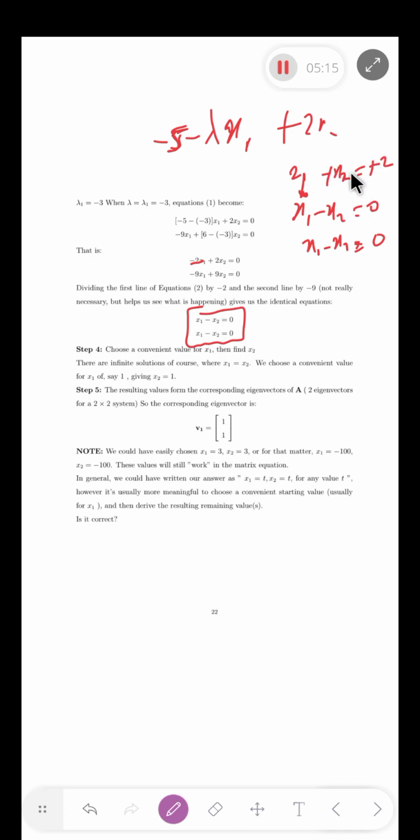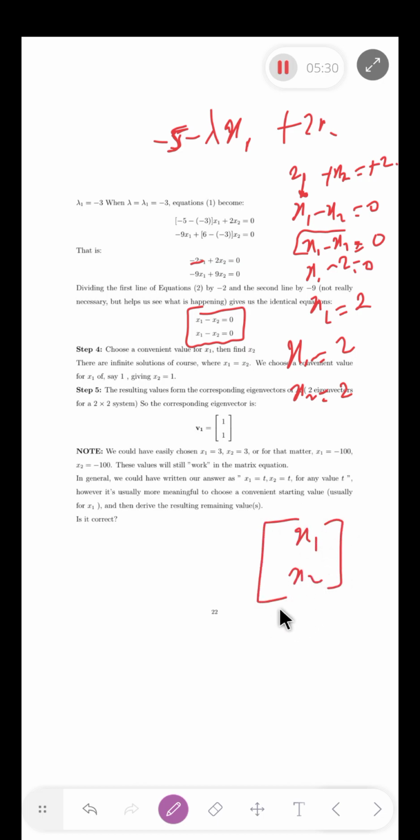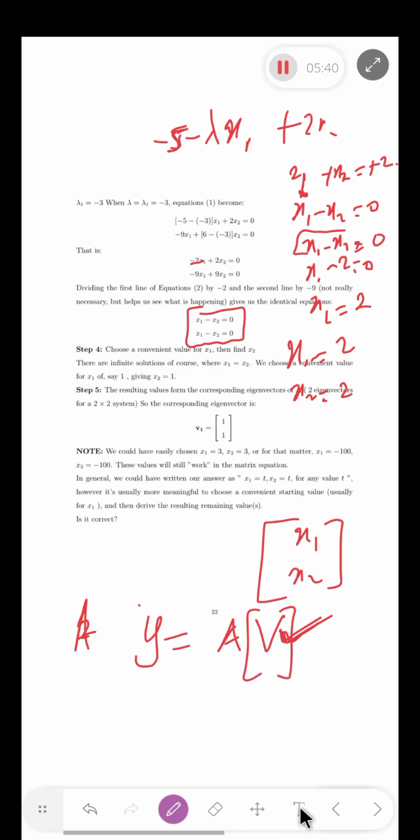Minus cancels minus, x2 is 2. So if x2 is 2, you have x1 minus 2 is equal to 0 in this second equation, and x1 will be equal to what? 2. So x1 is equal to 2 and x2 is equal to what? 2. So the eigenvector is just x1 and x2. This is the eigenvector. Remember, from this definition, which says our y is equal to Av. This is the eigenvector, and the eigenvector from there was x1, x2.